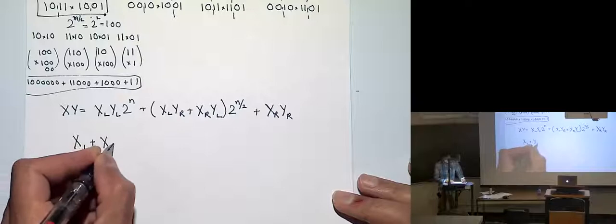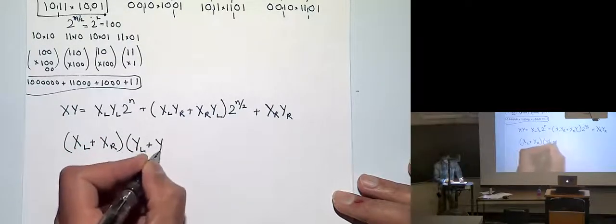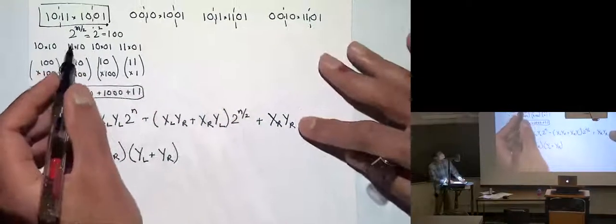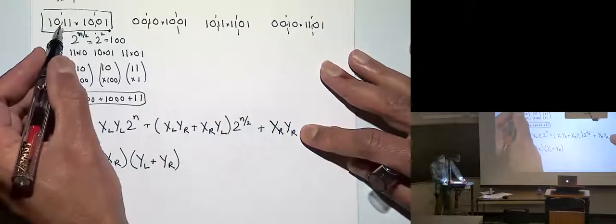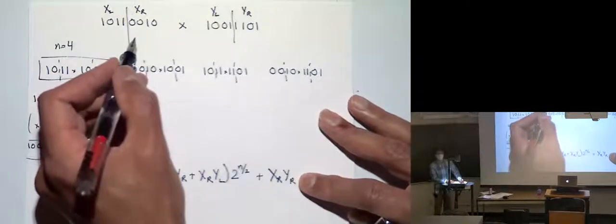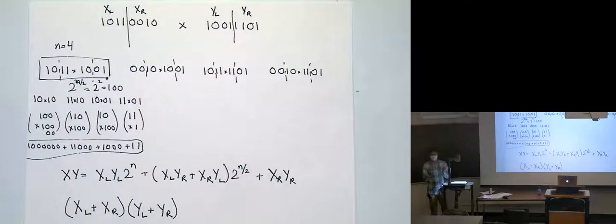XL plus XR times YL plus YR. It's very strange. What you're doing is adding XL plus XR and YL plus YR, something you would never do in long multiplication. You never add things within the same number, right? You only cross multiply. You never take something and just add the things together. That seems meaningless.